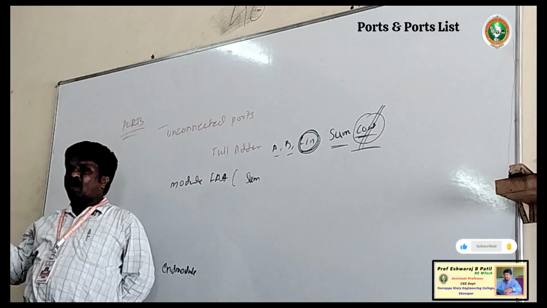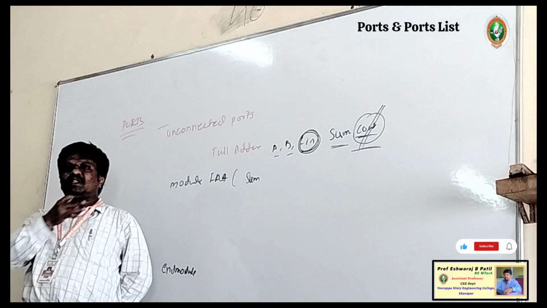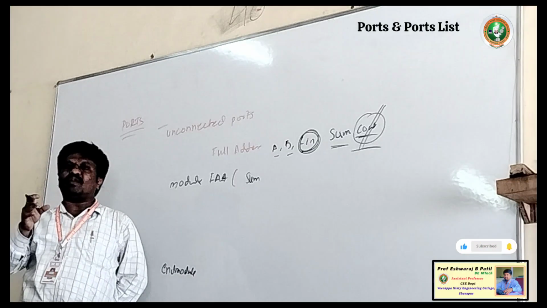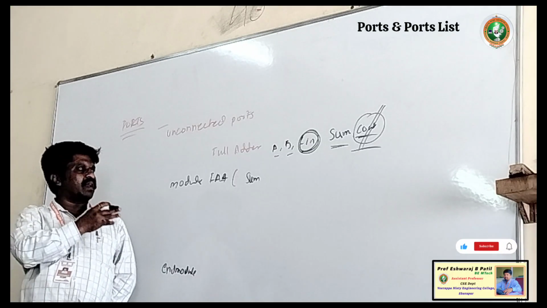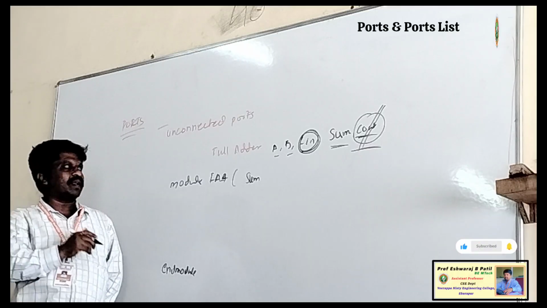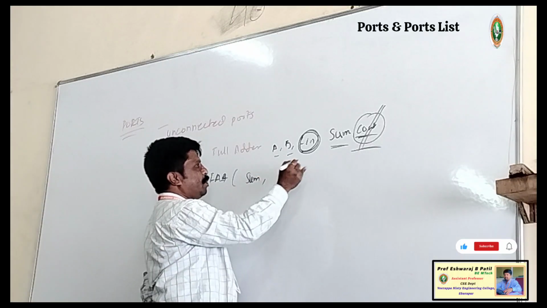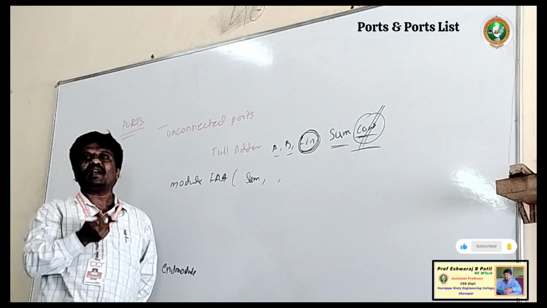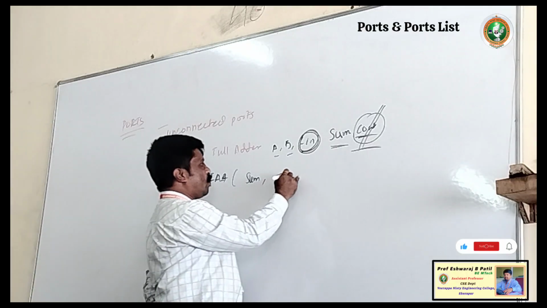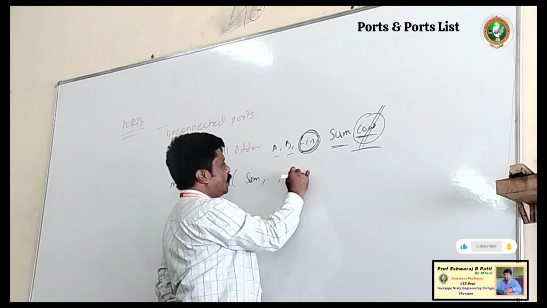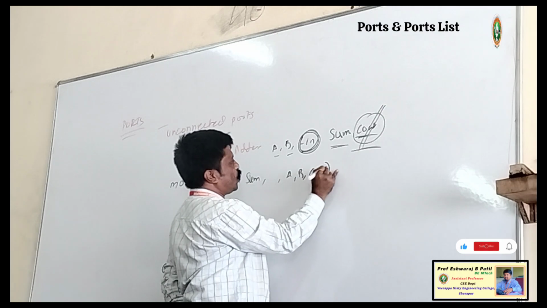It is not compulsory to always mention all the ports in the port list. If it is useful, then only you can call that port in your programming. C out is not at all useful here, so don't write the C out. Next, what are the inputs? A, B, C in. These are the input ports.